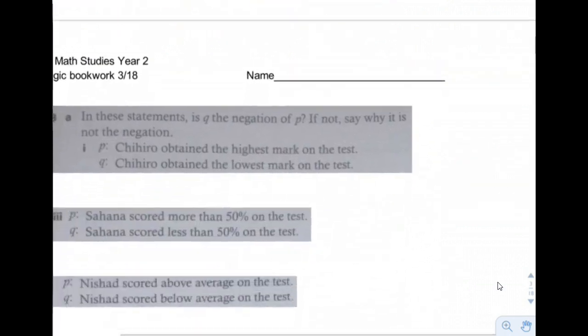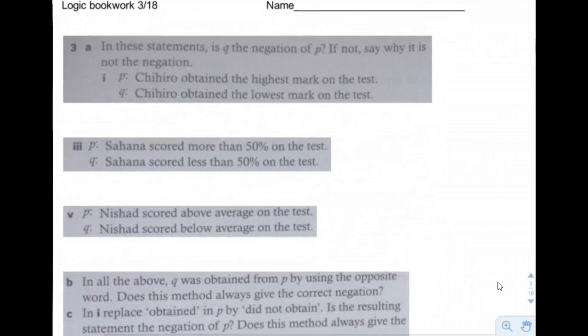Okay, in these statements, is Q the negation of P? If not, say why it is not the negation. Okay, and this is kind of hard to understand the instructions, but if you do a couple, I think you'll get it. As you can see, we're going into page 3.